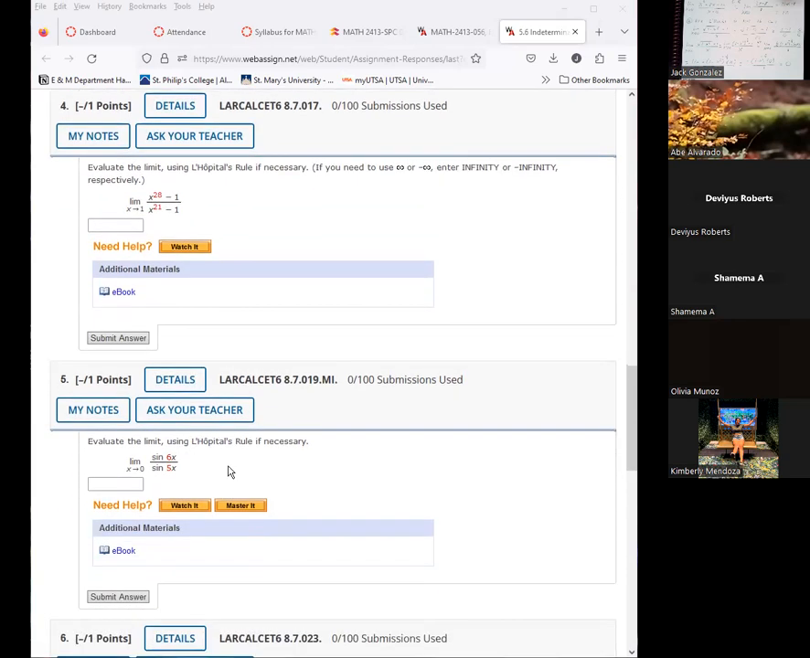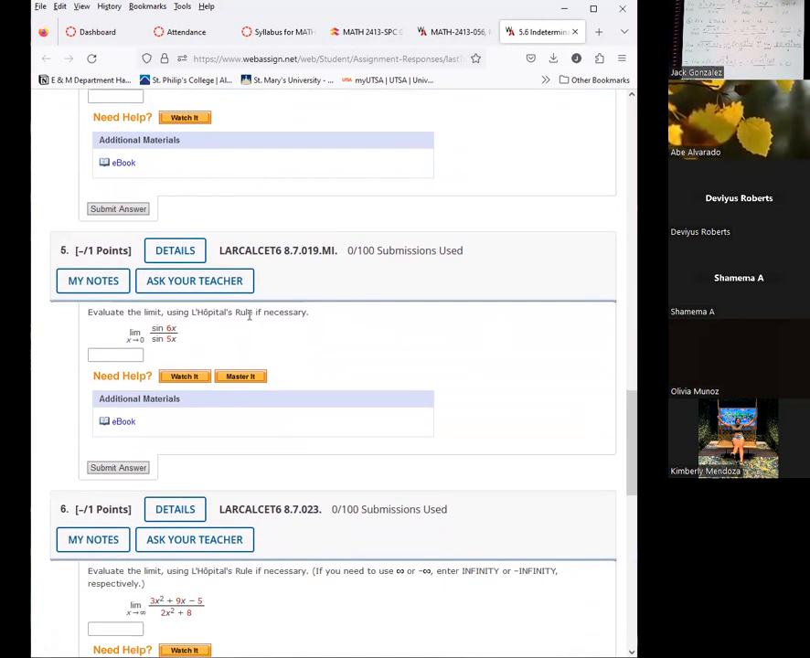So what you get as a final answer, you should plug into the original function and see if it's 0 over 0 or infinity over infinity. Just take the limit and see, do I have an indeterminate form? And then if you do, use L'Hopital's rule.